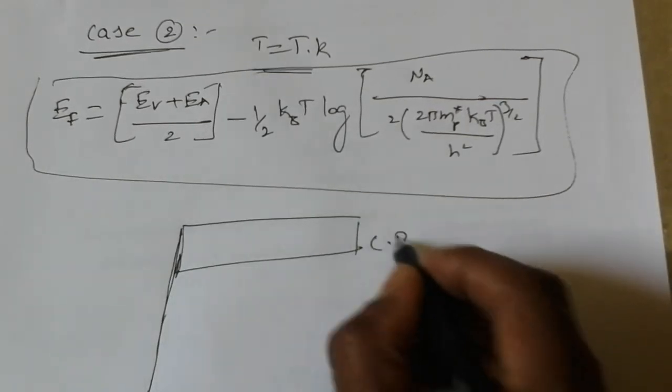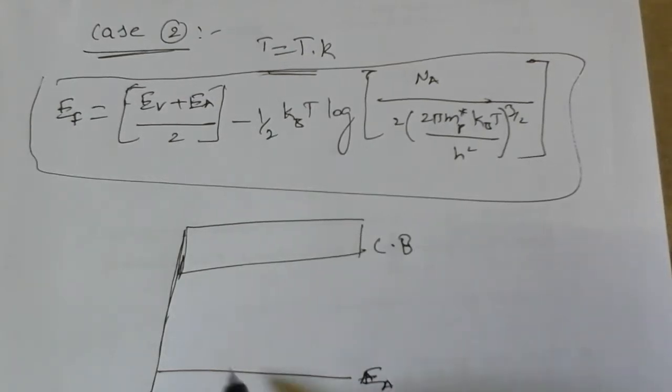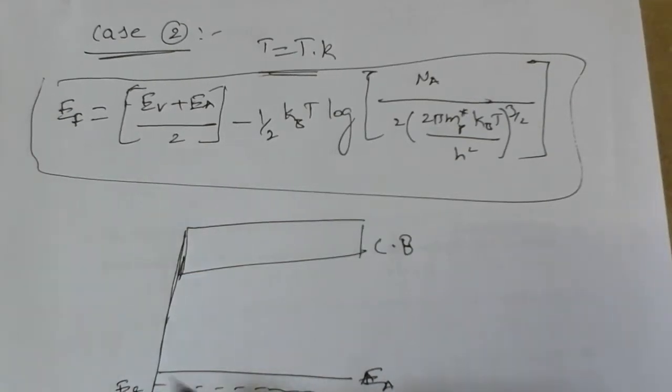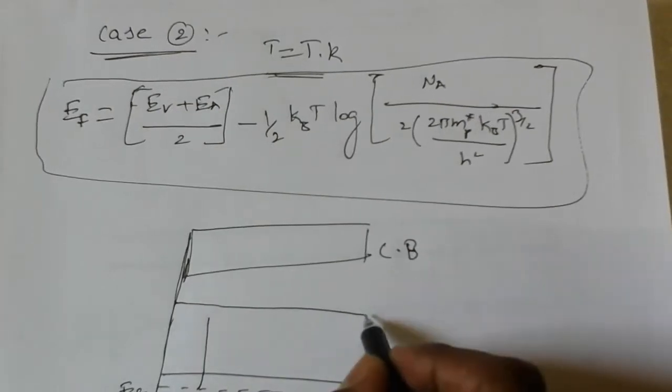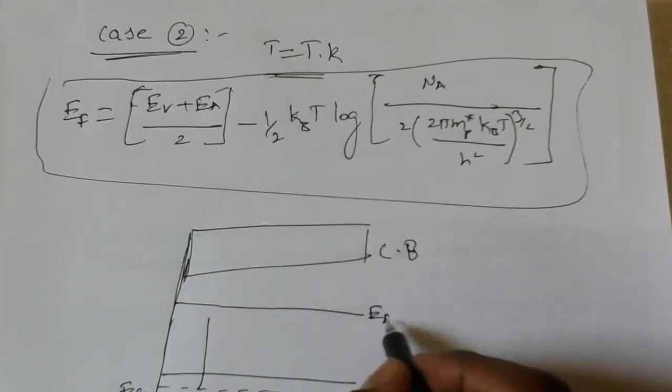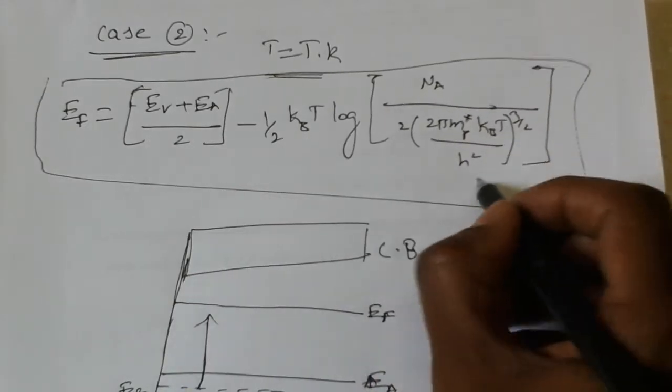Valency band, conduction band. So it is the acceptor energy level EA. This is the Fermi energy level EF. This EF will move like this and will go to a nearby EF value. So it is sliding from here to here according to this equation.